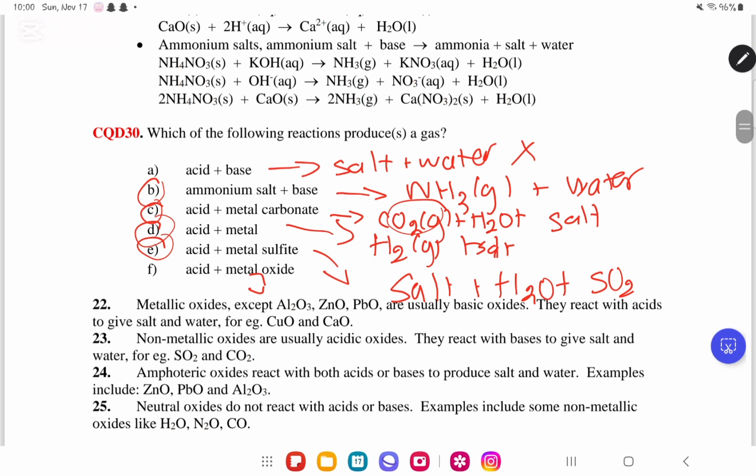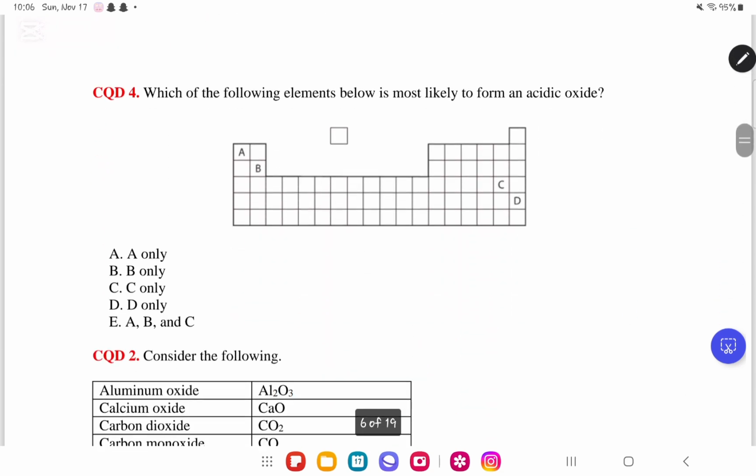Now, acid plus metal oxide will only produce a salt plus water. Literally, A and F are the same thing. Let me circle them in blue. A and F are the same thing. They are both a neutralization reaction because a metal oxide is a base, okay? And don't forget, a non-metal oxide is an acid. So if you're doing an acid plus a base, which is a metal oxide, it's going to produce salt and water, which is not a gas. So the only four answers are B, C, D, and E. So that is it for CQD number 30.